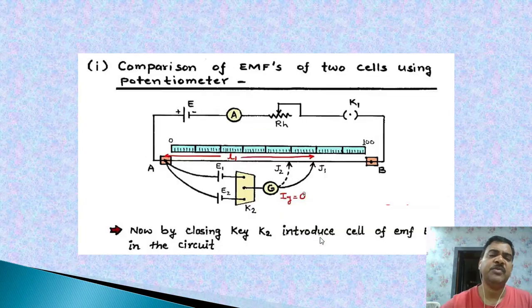Next, the first application is comparison of EMF of two cells using a potentiometer. This is our first practical also of the potentiometer. In this circuit, the first circuit is what? Primary circuit. Okay, in the secondary circuit E1 and E2 are two cells.